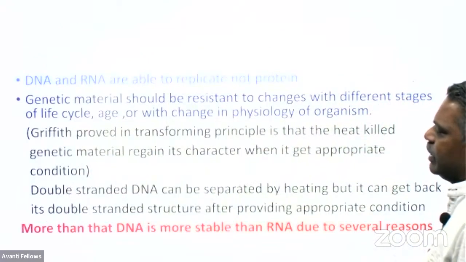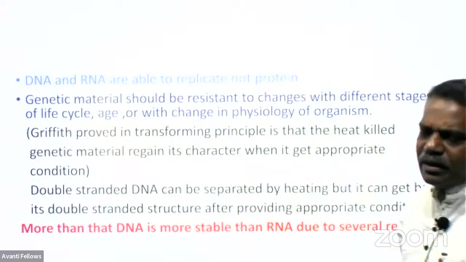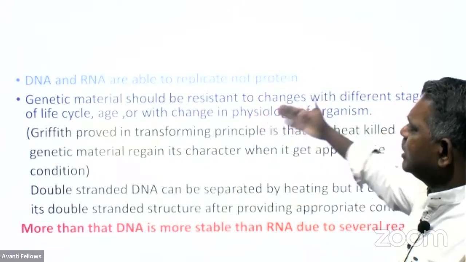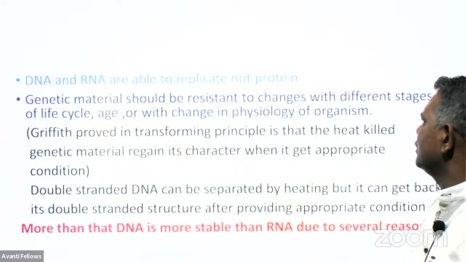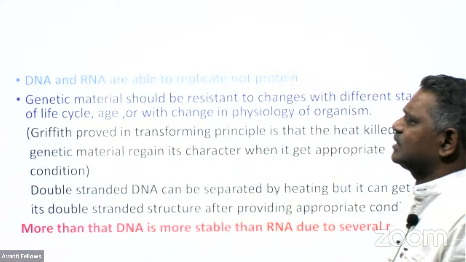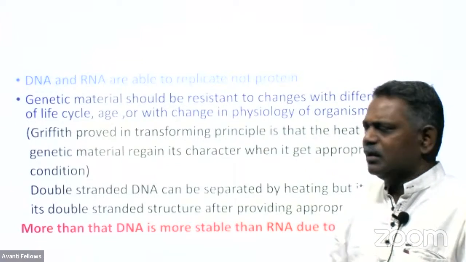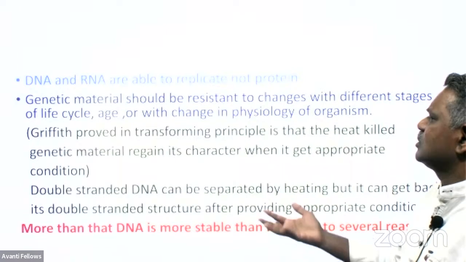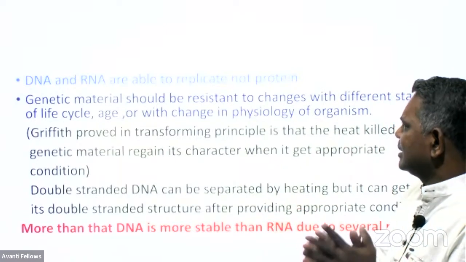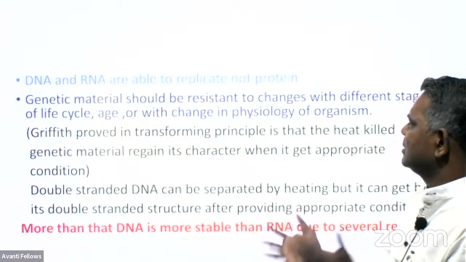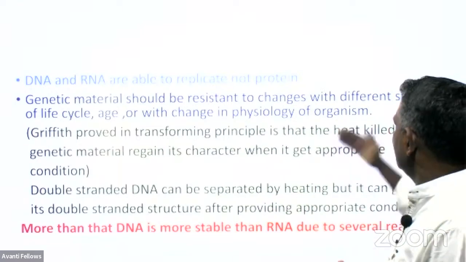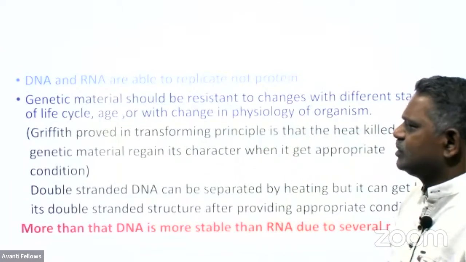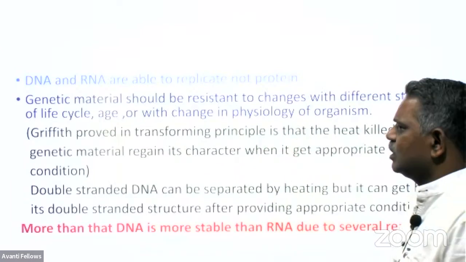Then, DNA and RNA are able to replicate. Protein cannot multiply. Then genetic material should be resistant to changes with the different stages of the life cycle. It should not deviate according to the age, life cycle, or physiological aspects of the individual. It should be resistant to changes with different stages of life cycle, age, or change in the physiological aspects of the individual.